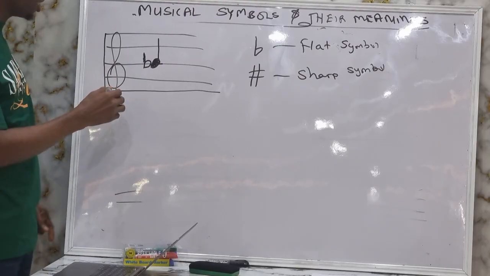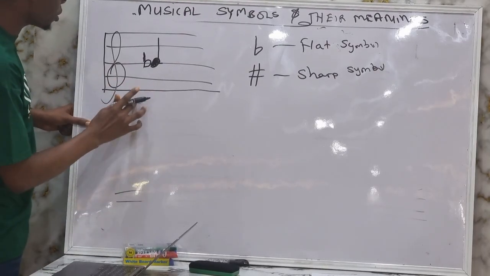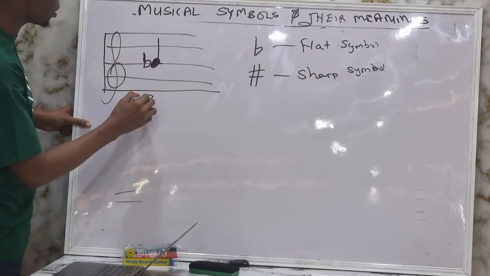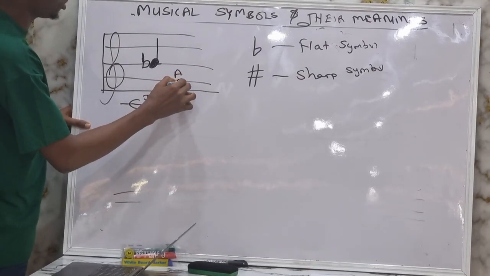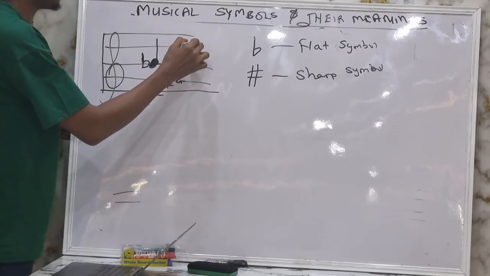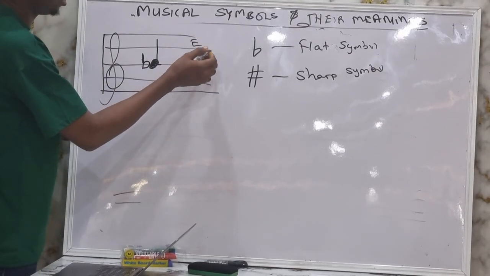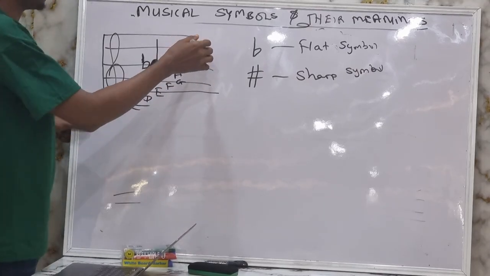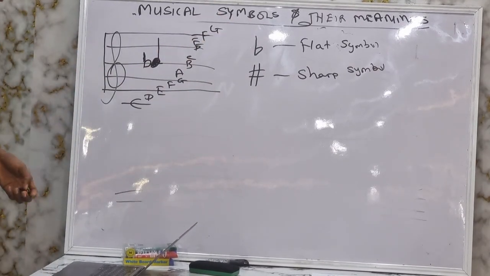Why is it C? Because if you draw a letter line, here is what? Is C. Here is D. Here is E, F, G, A. Just like that, it's very easy for me. Then I fill in the blanks. A, B, C, D, E, F, G.